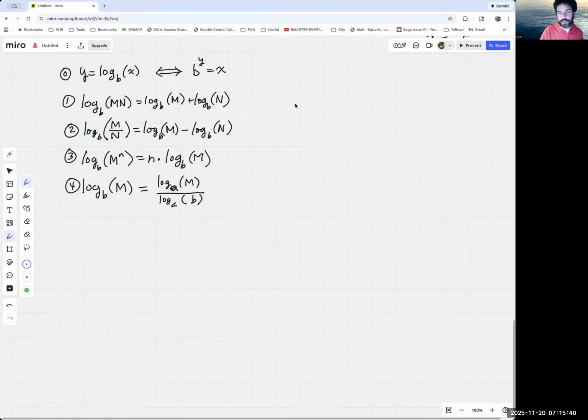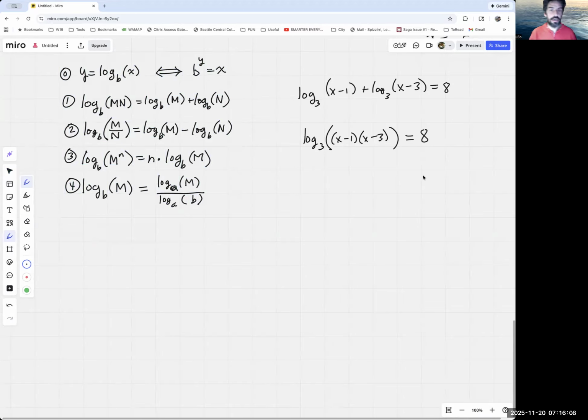Let's do a different kind of equation now. Let's look at a log equation of this form. Log base 3 of x minus 1 plus log base 3 of x minus 3 is equal to 8. First, I'm going to use property 1 to rewrite this as a single logarithm, x minus 1 times x minus 3 equals 8. And then we can use property 0 to rewrite this as 3 to the 8th.